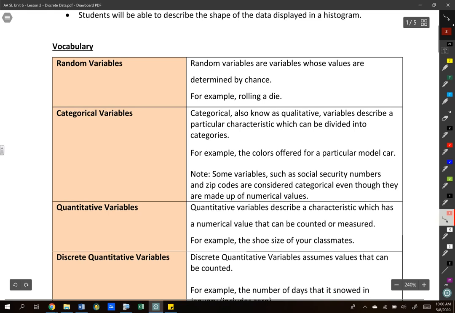These are variables whose values are determined by chance. So for example, rolling a die. We talked about last lesson.